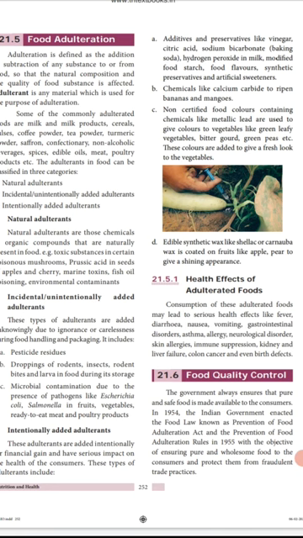The government always ensures that pure and safe food is made available to the consumers. So in 1954, the Indian government enacted the food law known as the Prevention of Food Adulteration Act and the Prevention of Food Adulteration Rules in 1955.